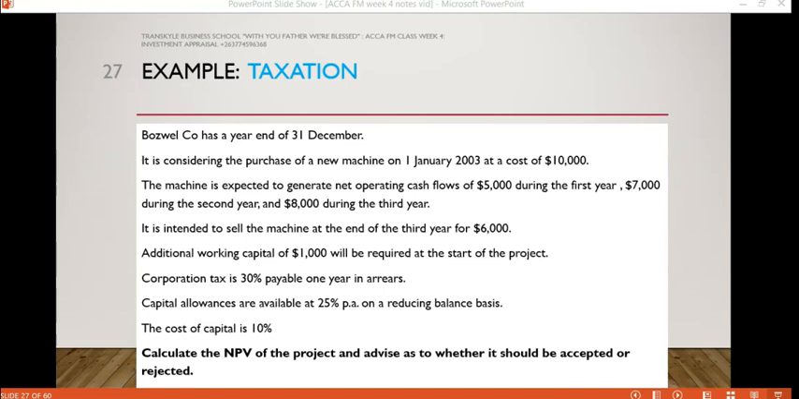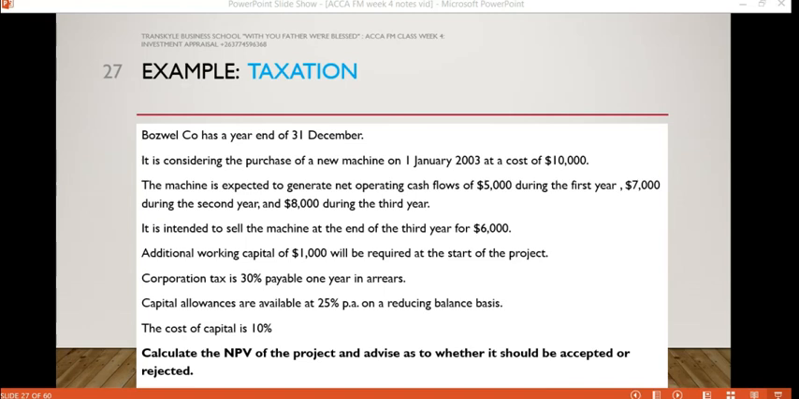Additional working capital of $1,000 will be required at the start of the project. Corporation tax is 30% payable 1 year in arrears. So please be careful: this tax is payable either 1 year in arrears or in advance, and you need to be able to attend to those aspects. But usually in our exam for financial management, it's in arrears.